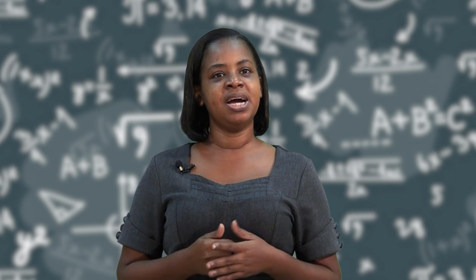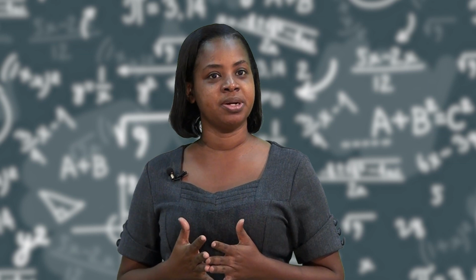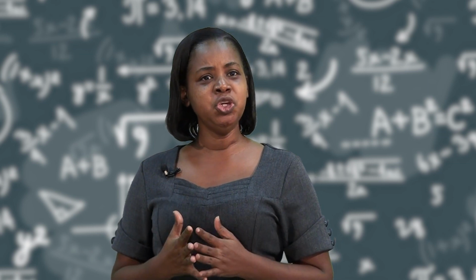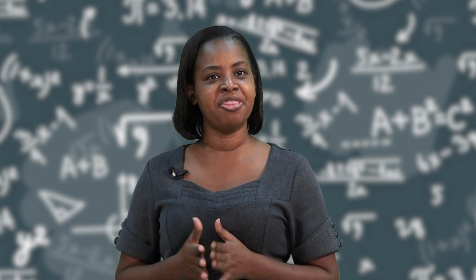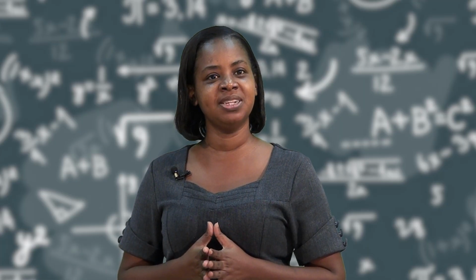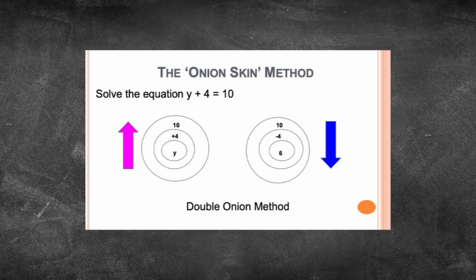Let us consider an equation to see how this works. Have you ever used the onion skin method to solve an equation, boys and girls? Let us look at how this method works. In the onion skin method, we are going to turn the entire equation into an onion. You can use 2 onions if you prefer that, or you can use just 1. We will look at how to use both.